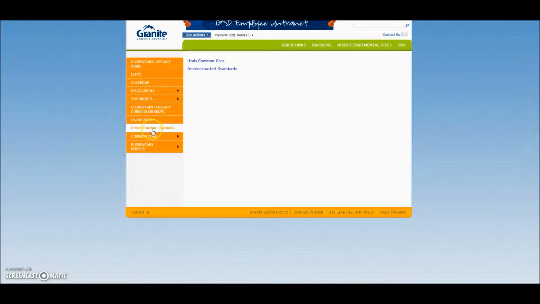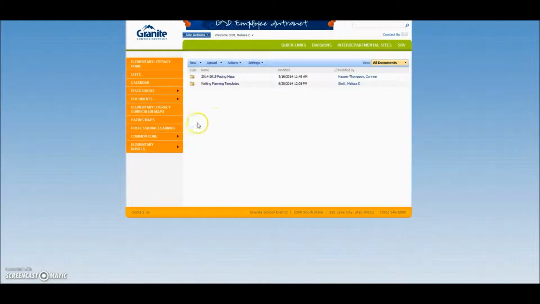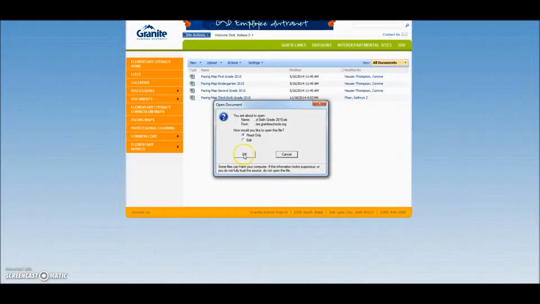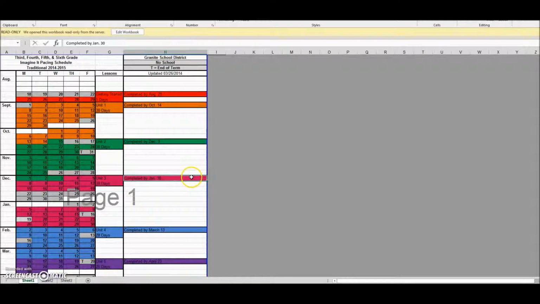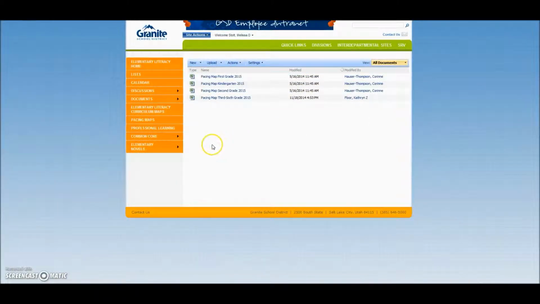You can also come to pacing maps. On this site you will find the 2014-15 pacing maps to use with Imaginate. This will just help you know if you are following along at a good pace and getting through as much of the content as you possibly can. You'll see that each of the units are separated by color, and it will give you an approximate date of when you should be finished with that unit. It's just a good guide to have as you work through all of the Imaginate lessons through the year.